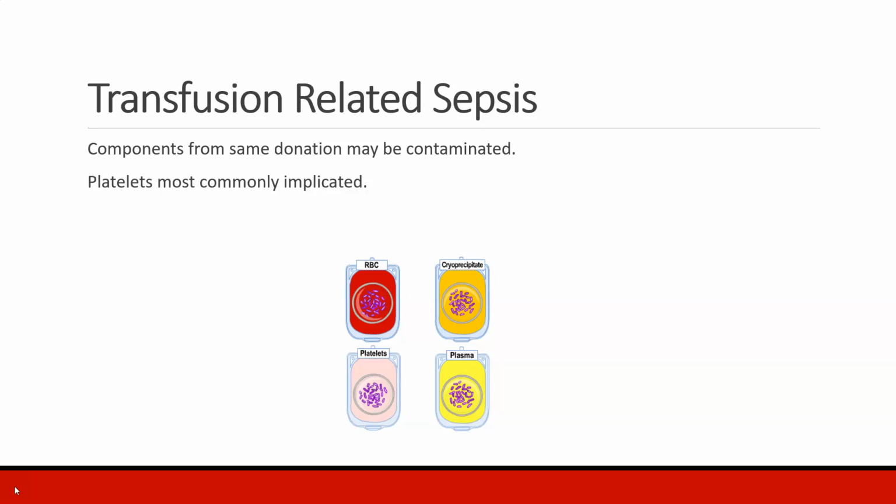When a patient has been identified as having sepsis due to a transfusion, our biggest concern is that components from the same donation may be contaminated. So they need to be pulled if they've not been transfused already. Platelets are most commonly implicated, and you can see each of these components are contaminated with bacteria.